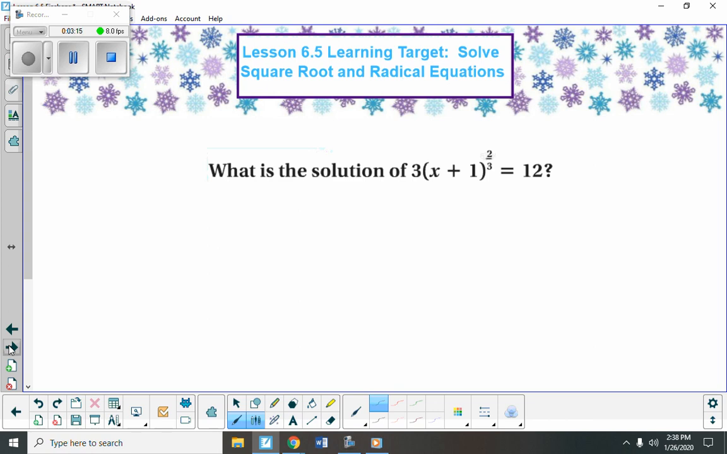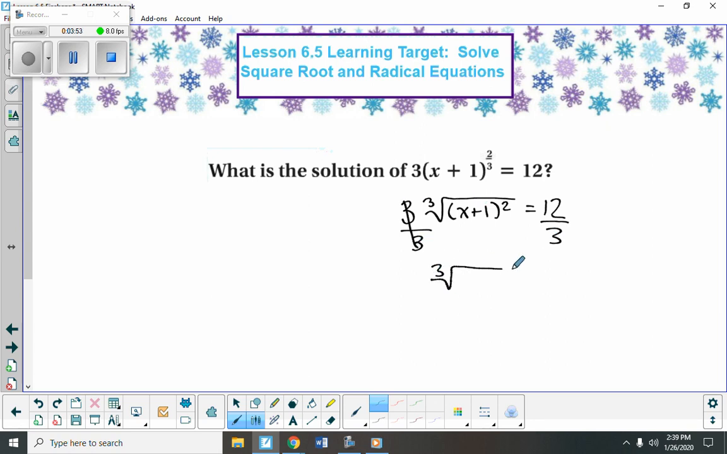Now here we have a rational exponent. And remember, that is the same as the cube root of x plus 1 quantity squared. So what we're going to do is rewrite this in root form. It can be done using the exponent, but we're going to stick with working with the radicals. So we're just rewriting this. Now, going back to what we did before, first we want to isolate the radical term, or the variable term, which happens to be a radical term.